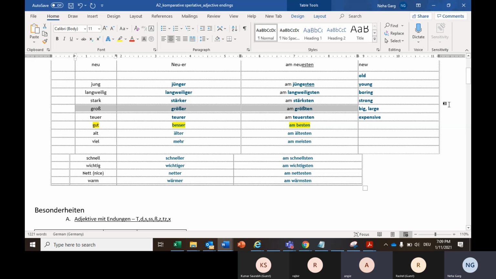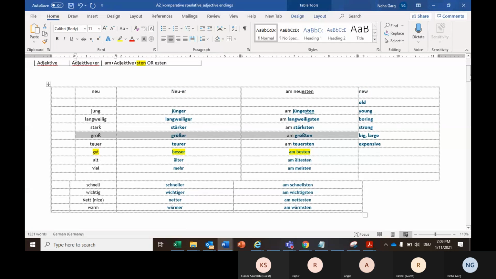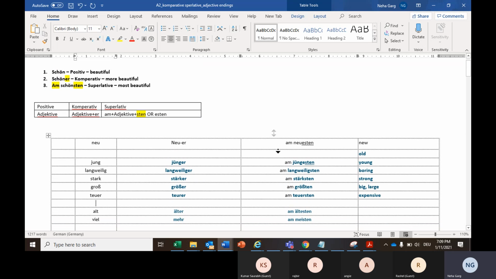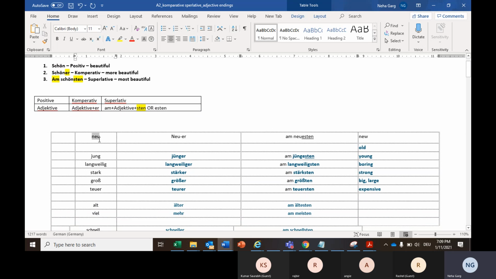Teuer. Teurer. Teuersten. Expensive, more expensive, and most expensive. Okay, you can just skip it as of now. Now, in most of the words, you must have seen we have the adjective form, adjective plus er, and then am plus adjective plus sten.